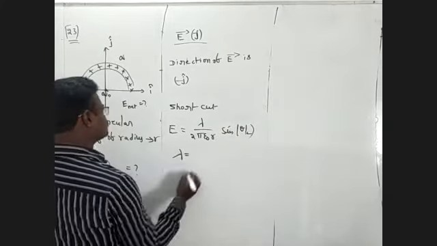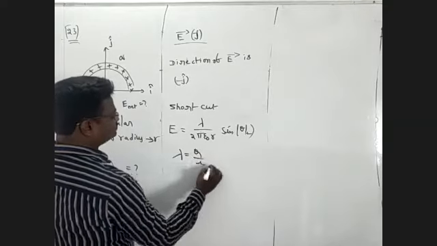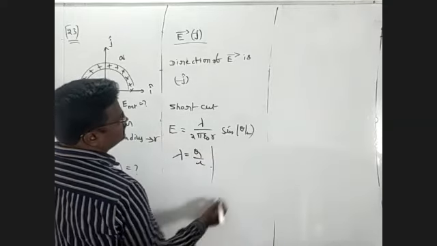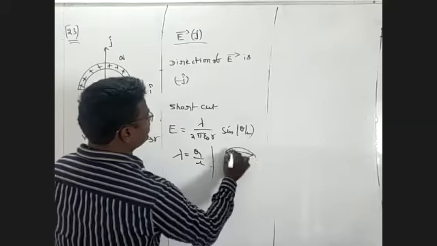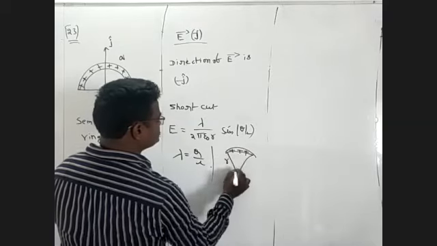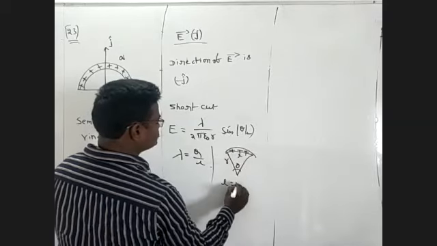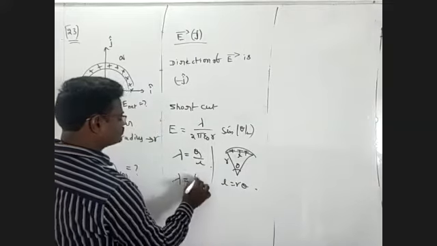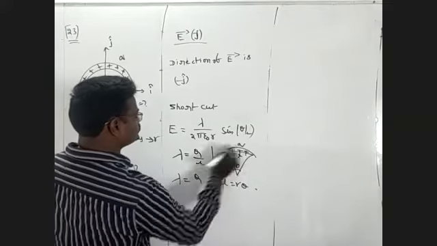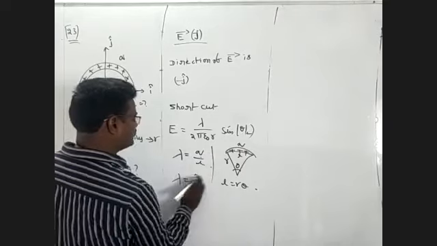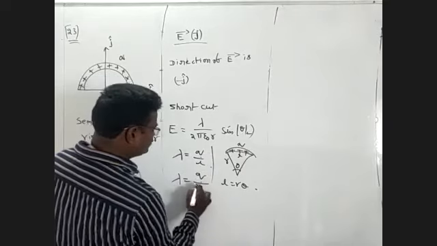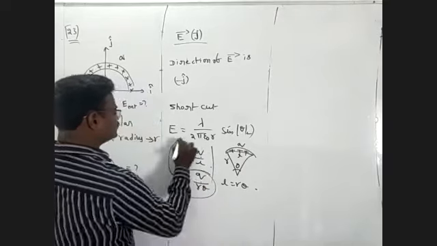Lambda is equal to charge per length. For an arc, I already explained, this is the radius r, this is theta, and L is equal to r theta. So lambda is equal to q by L, which is small q by r theta. Put this in the equation.